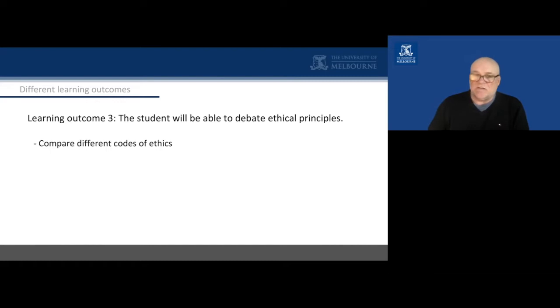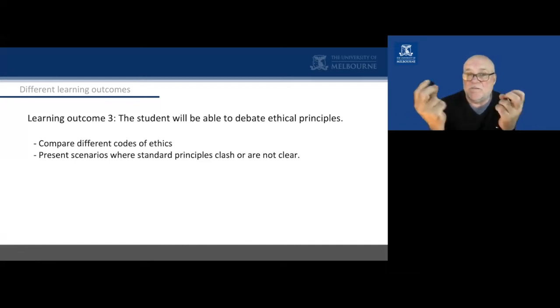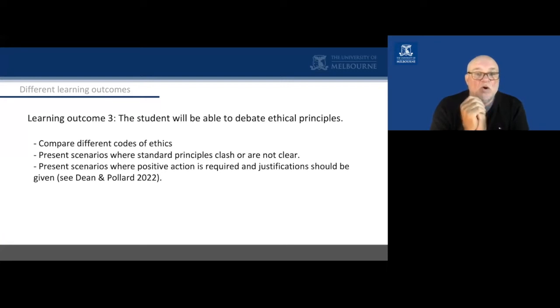And I want to suggest that for this third learning outcome, if you want to use it, there are several other kinds of activities you can use. And those other kinds are comparing different codes of ethics. I'll give you examples in a minute. Get scenarios where different principles clash or are not clear, or get scenarios where you have to say what you're going to do in terms of positive action rather than not do.